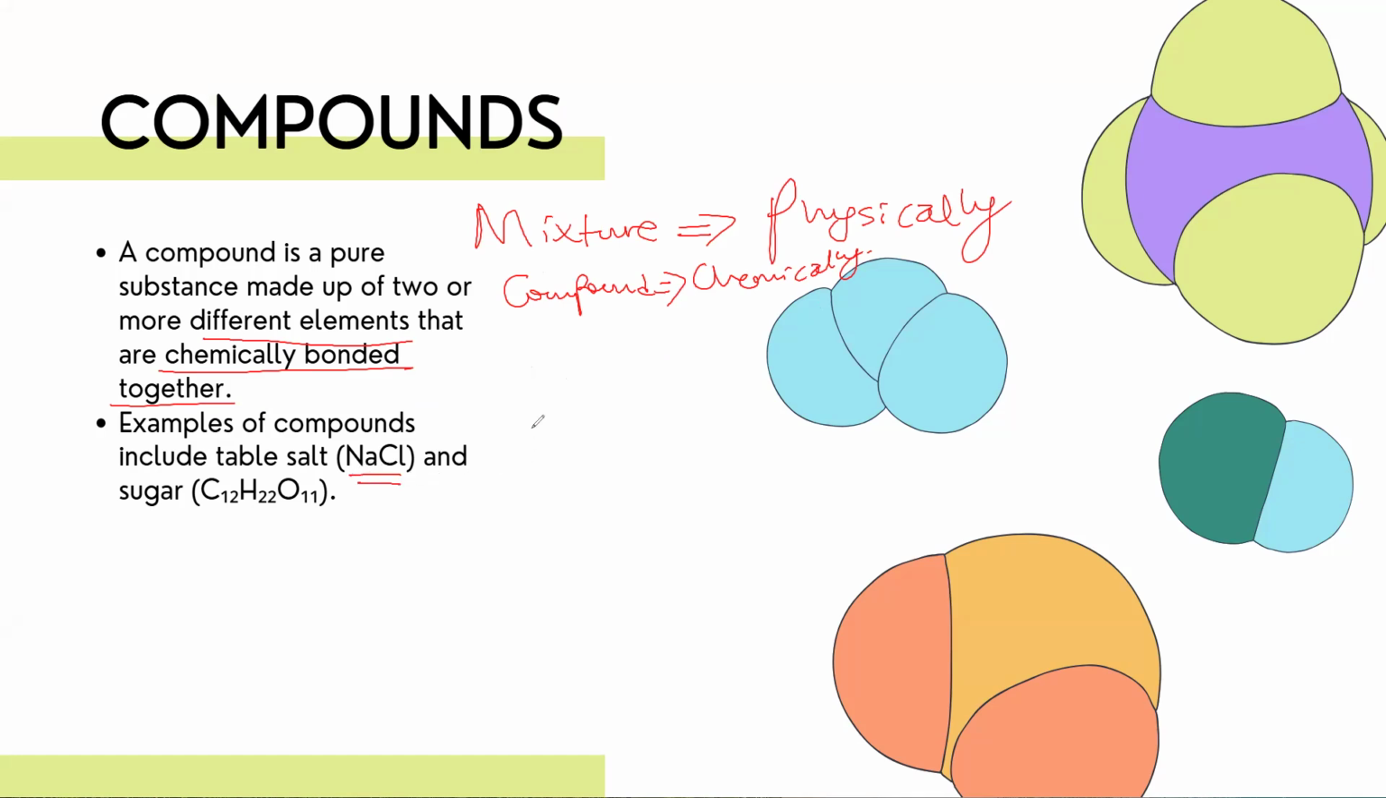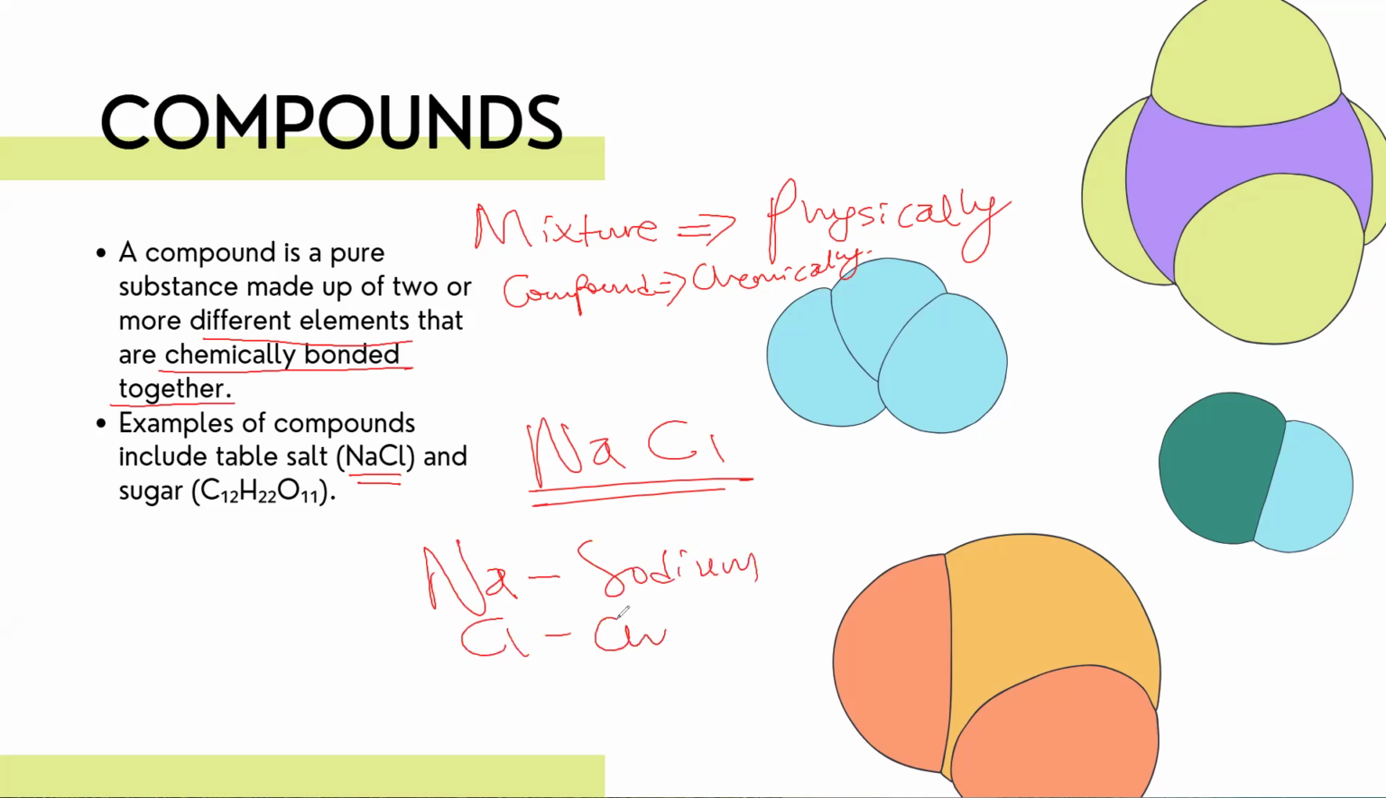Sodium chloride. In the case of sodium chloride, how many elements do we have here? Two, sir. Good. Which one and which one? Sodium and chlorine, for table salt. Thank you very much. Sodium and chlorine for table salt.